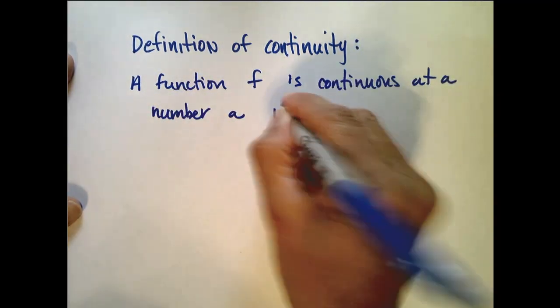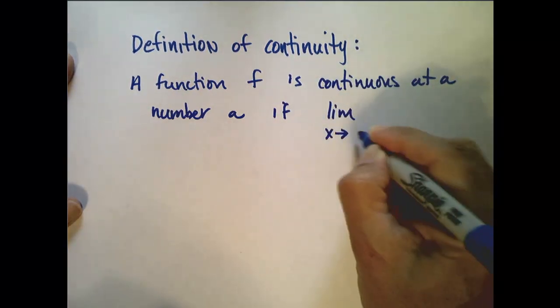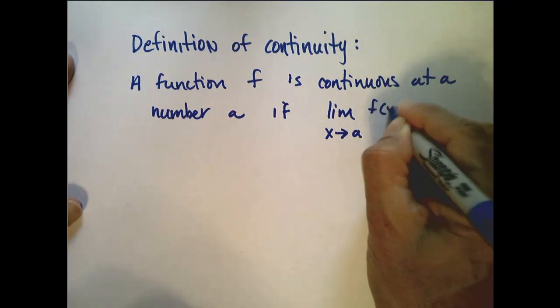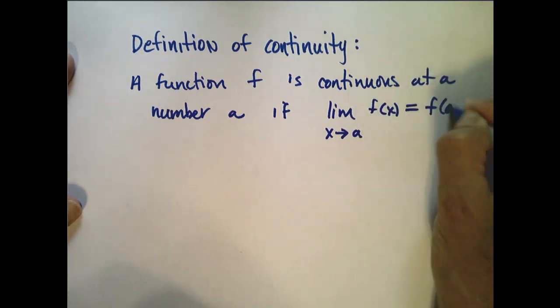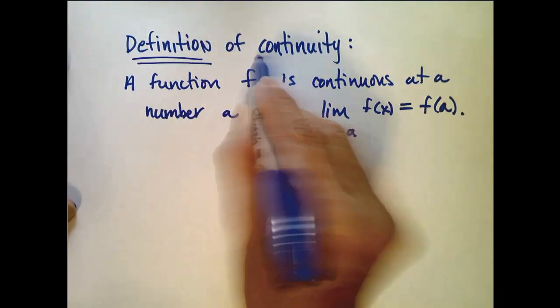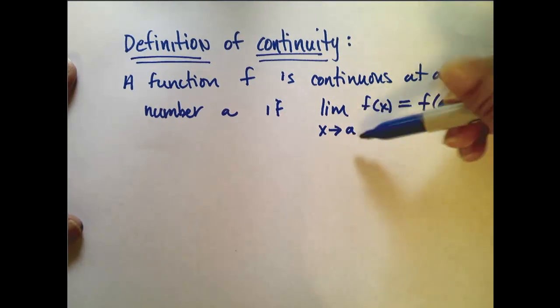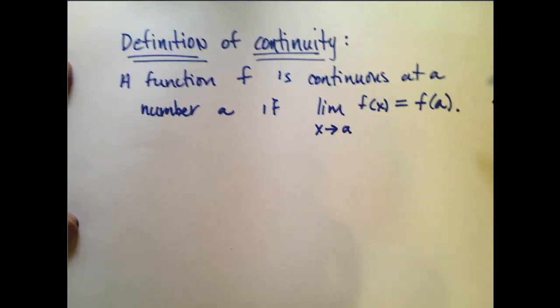if the limit as x approaches a of f of x equals f of a. All right, that's the definition, straight and simple, of continuity of a function f at a number a. The limit as x goes to a of f of x equals f of a.